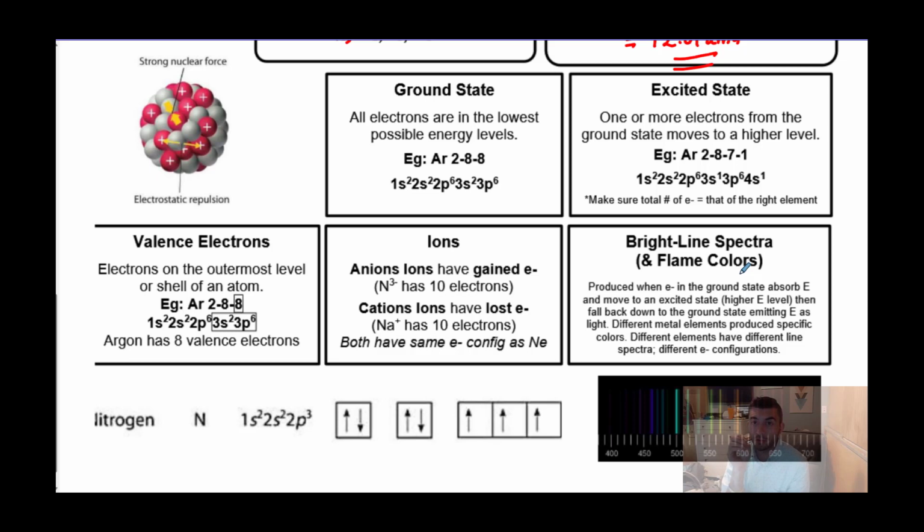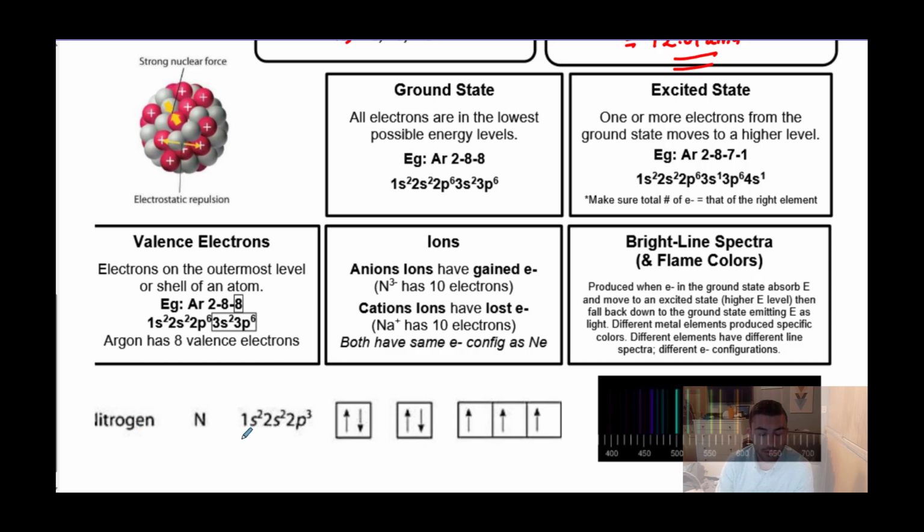If we use a spectroscope to take that color and split what colors make up that one color we are seeing with our eyes, we get something called a bright line spectra, which are individual bands of energy, individual bands of color that are being given off by a specific element. And each element has a characteristic bright line spectra that we can use to identify an element, sort of like a fingerprint.